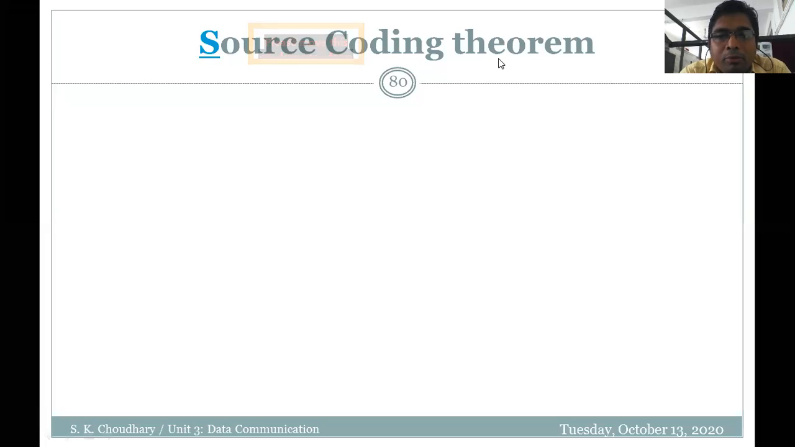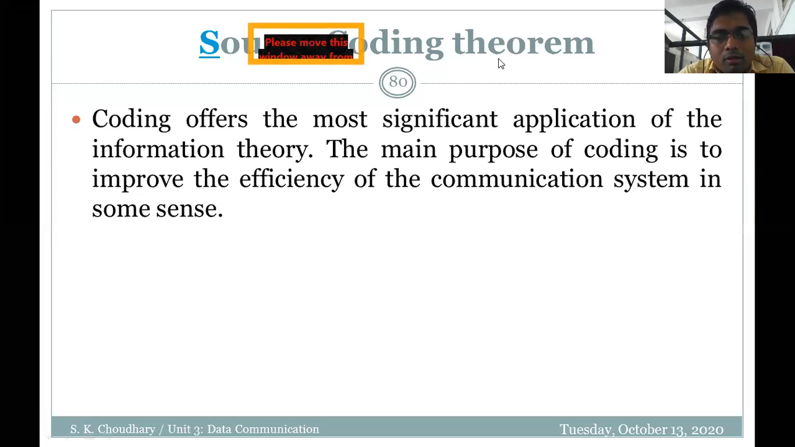In this particular unit we have to learn two types of coding as per the syllabus. One is Shannon-Fano, another is Huffman, and both are source coding techniques. Basically, coding offers the most significant application of information theory, and the main purpose of coding is to improve the efficiency of the communication system in some sense. So we perform source coding for improving the efficiency of the communication system.